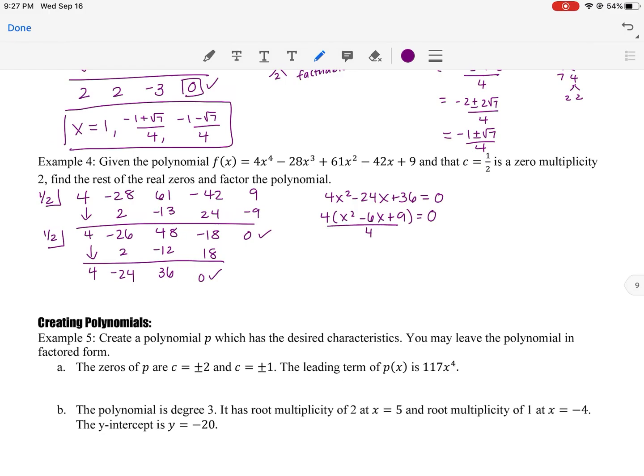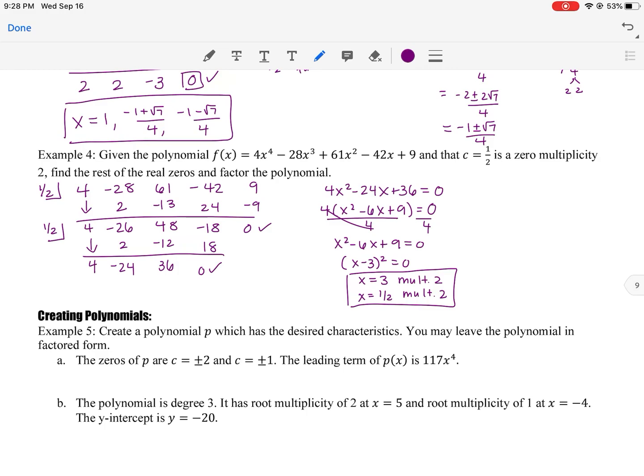So I'm going to divide both sides by 4 now. The 4 should then cancel. I get x squared minus 6x plus 9 equals 0, which is x minus 3 times x minus 3, or x minus 3 squared, equals 0. So we do get x equals 3. Once again, it is a multiplicity of 2, though, right? Your other one is x equals a half, multiplicity 2. So those are our zeros. We've got 4 zeros, which makes sense because we have a 4th degree polynomial.